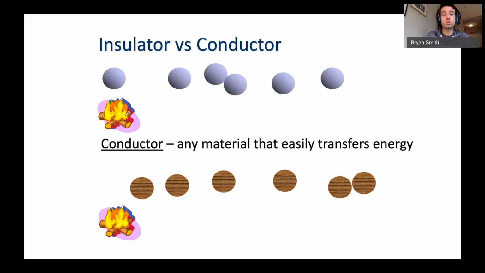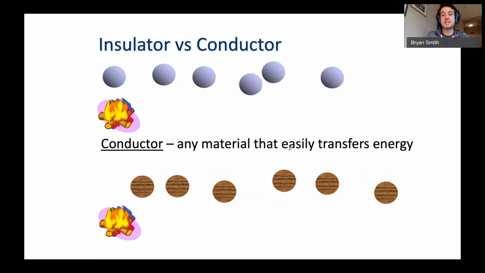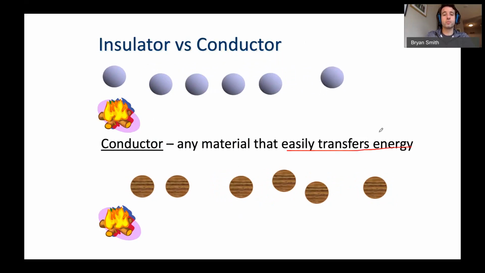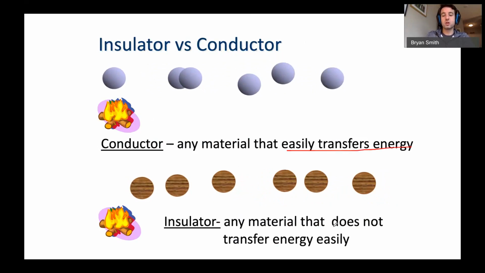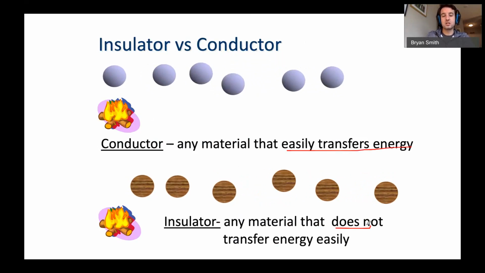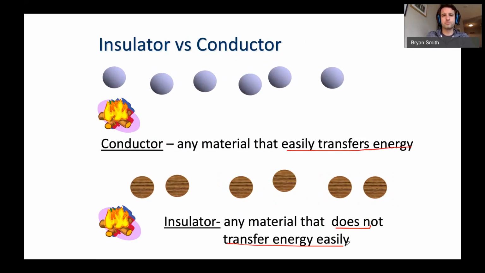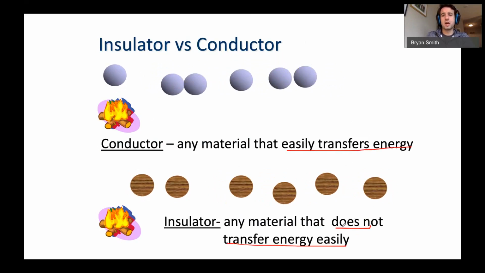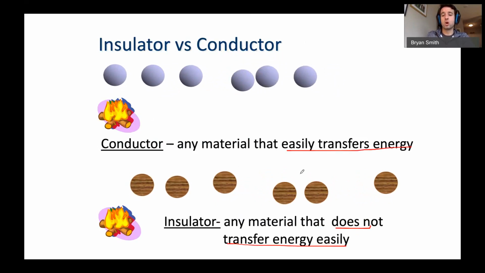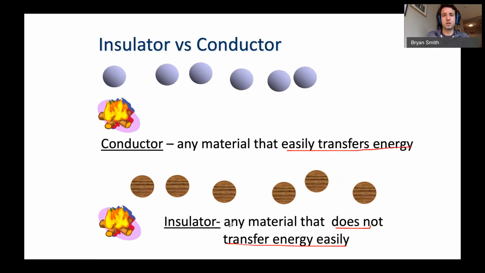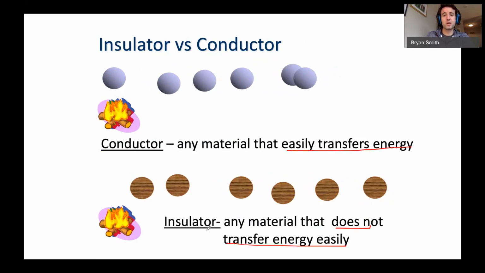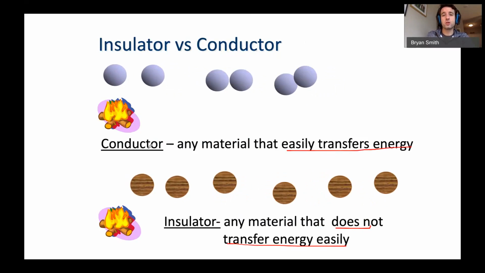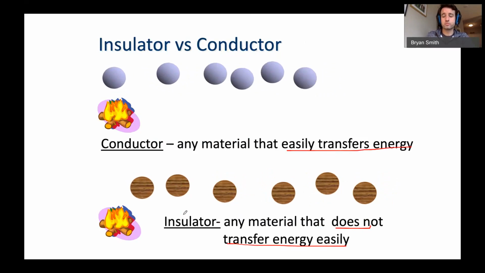So a conductor, we would say, is any material that easily transfers energy, and an insulator is a material that does not easily transfer energy. So notice the difference here. It's all about energy transfer and whether it's easy for a conductor or whether it's difficult for an insulator. I would have these two definitions of conductor and insulator written down in your notes.